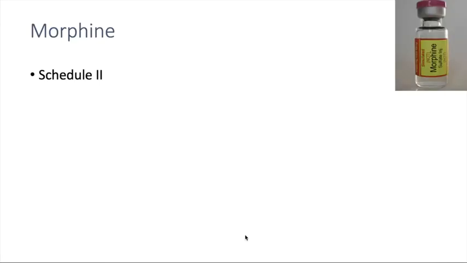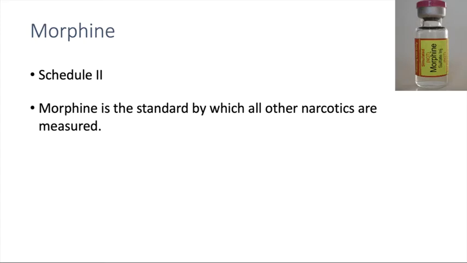So let's talk a little bit about morphine. Morphine is a Schedule II drug, which means that it has a high potential for abuse, but it also has a medical use. Morphine is the standard by which all other narcotics are measured. If you have something that's a narcotic, it's going to cause sleep. So all of these drugs are going to be sedating. So think of it like narcolepsy. So a narcotic is something that puts you to sleep.